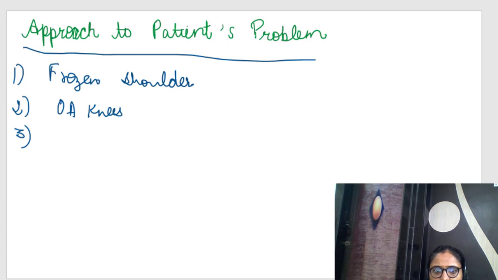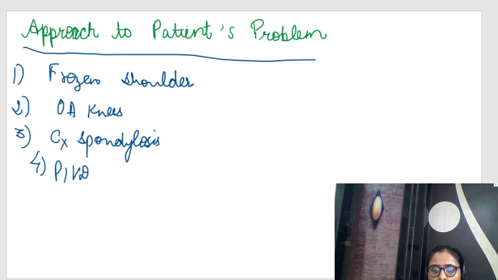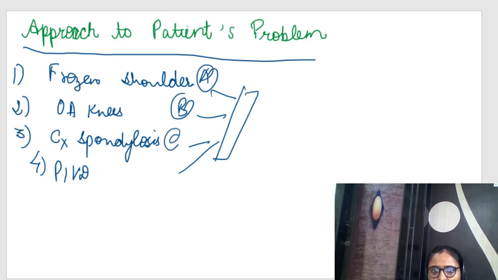Let's take another example also. For example, a patient is having cervical spondylosis, or a range of problems, I mean to say PIVD, right? So these problems are different for every individual. This is patient A, patient B, patient C, patient D. It means you will have to approach the problem of each patient differently.